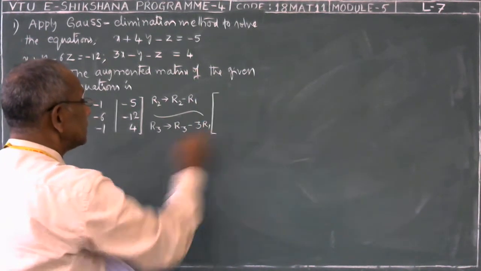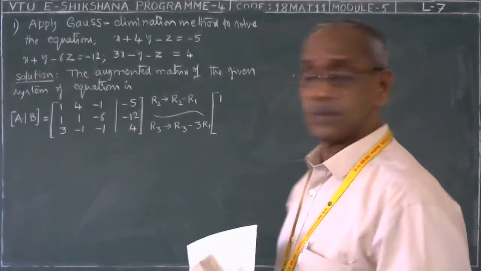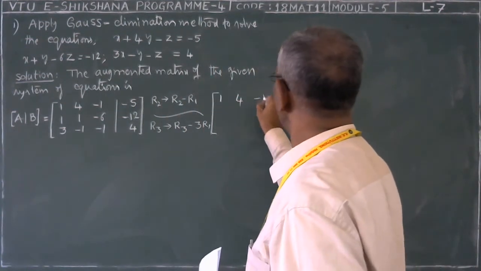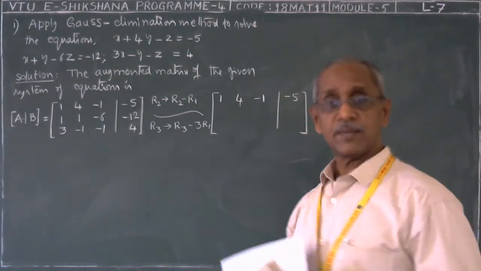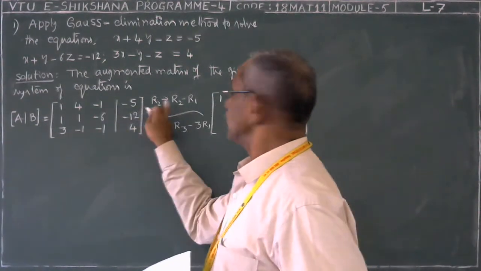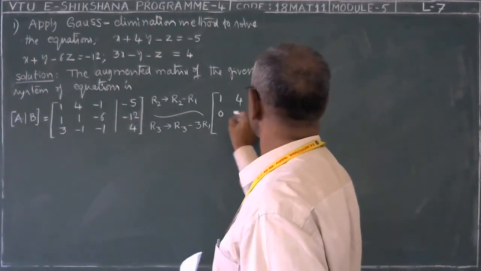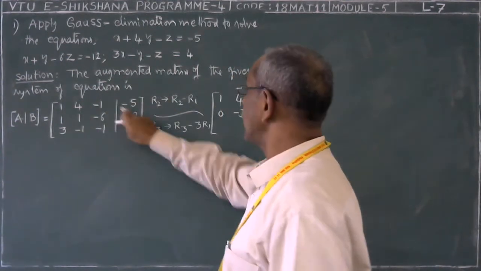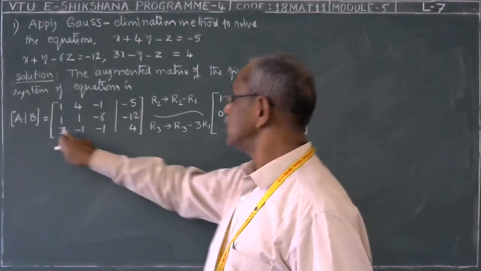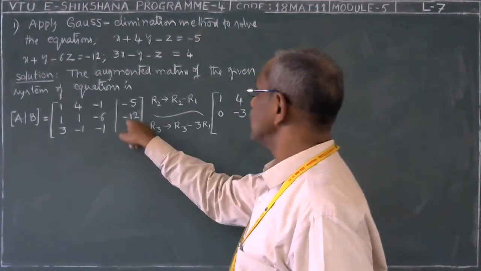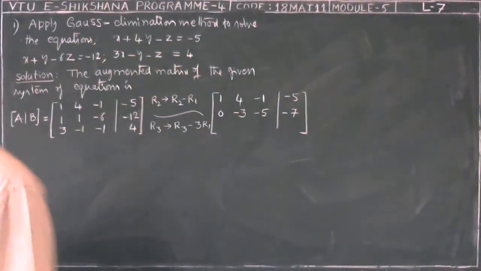So again, the equivalent matrix. Row 1 is not changed: 1, 4, minus 1, minus 5. Then with respect to this operation, 1 minus 1, 0. 1 minus 4, minus 3. 6 minus 6 plus 1, minus 5, minus 5. Then similarly the third row: minus 12 plus 5, minus 7, minus 7.